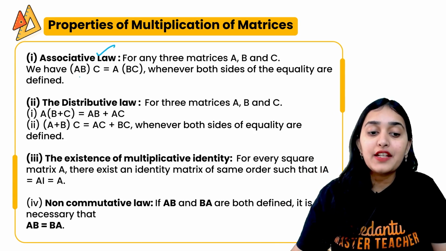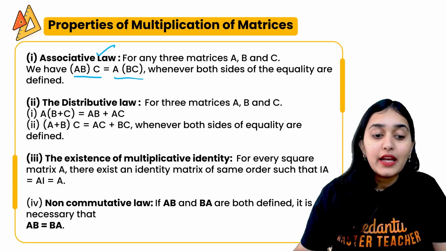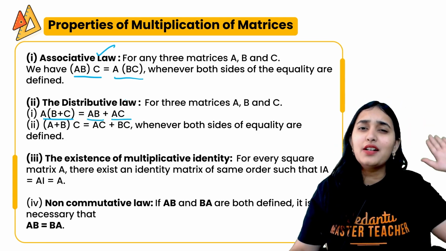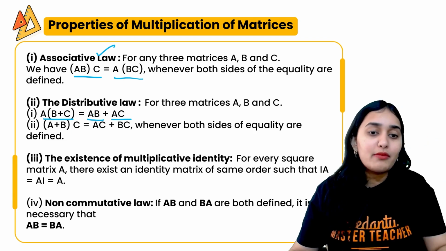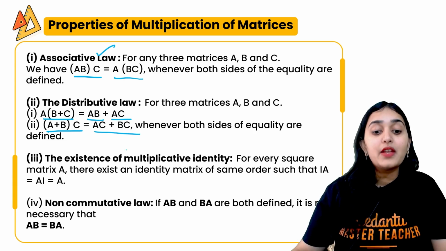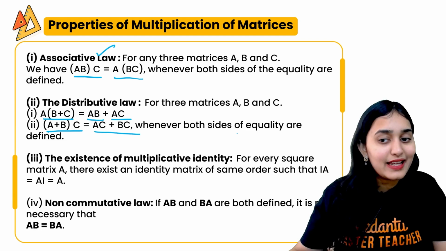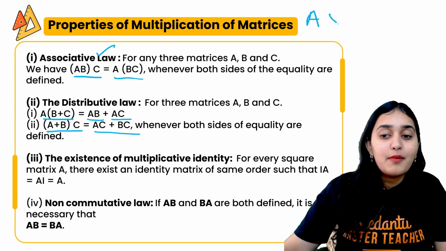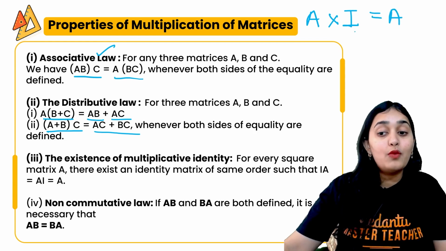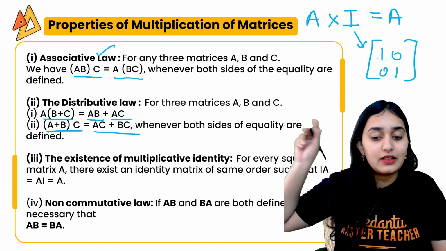First is associative law. A into B into C is equal to A into B into C. Distributive law. A into B plus C is equal to A into B plus A into C. Just like we have learned in integers, rational number, same for matrix also. A plus B into C is AC plus BC. Okay? Then existence of multiplicative identity. What should be the identity element? Any matrix multiplied with identity matrix is always the same matrix. Now what is identity matrix? Remember 1 0 0 1, having 1 1 in the diagonal.